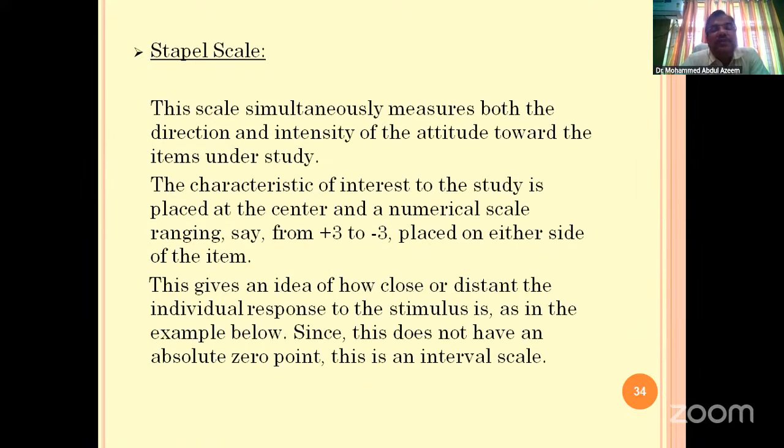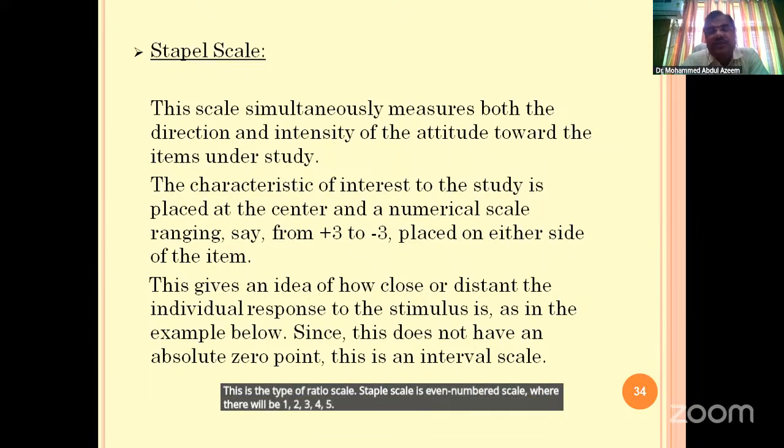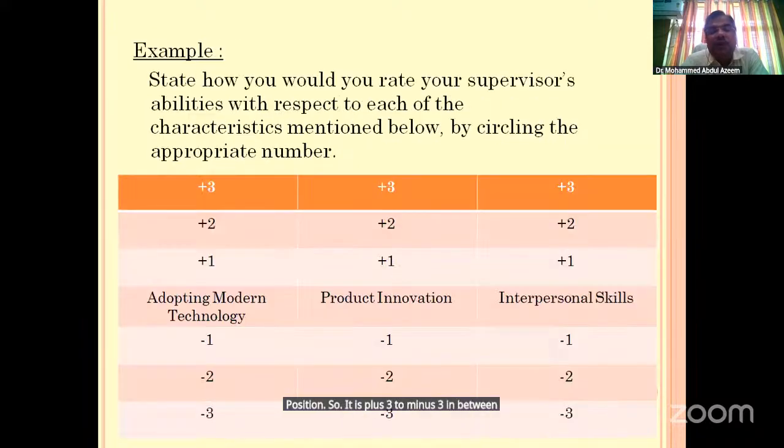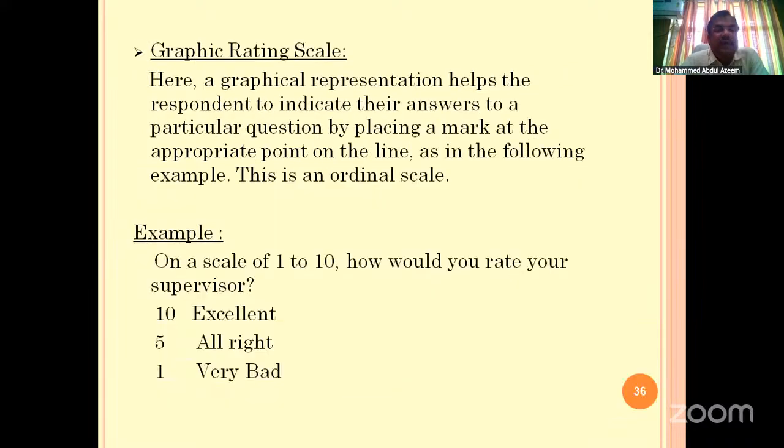Staple scale is an even-numbered scale where there will be 1, 2, 3, 4, 5, 6. That is 4 point, 6 point, 8 point, where there will not be any neutral position. So it is +3 to -3. In between, there will not be any neutral. Example is like this. Then graphic rating, excellent. This is also one type of scale. Rarely we use this one.